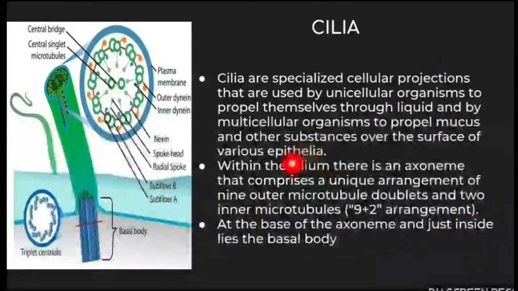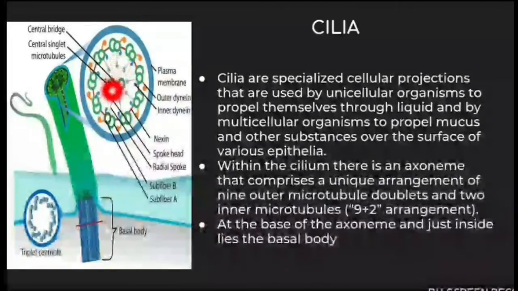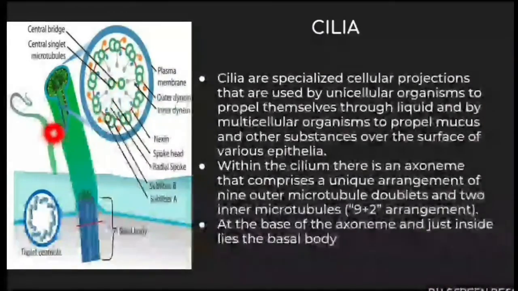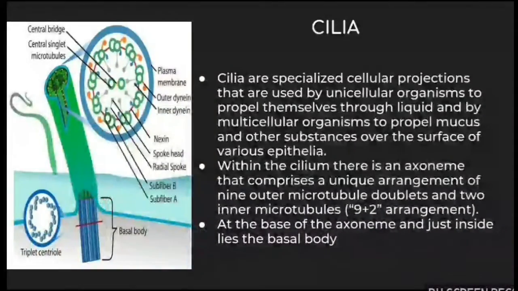substances. Within the cilium, there is an axoneme, which comprises a unique arrangement of 9 outer microtubules, that is, doublets, and 2 inner microtubules. So, 9 plus 2 arrangement. This is the arrangement of the cilium. You can see the outermost microtubules, which are doublets, and the 2 inner microtubules. So, 9 plus 2 arrangement. At the base of the axoneme, just inside, lies the basal body.